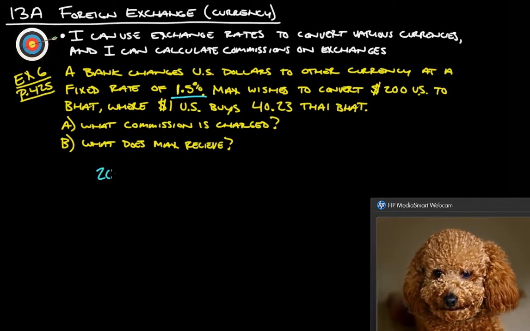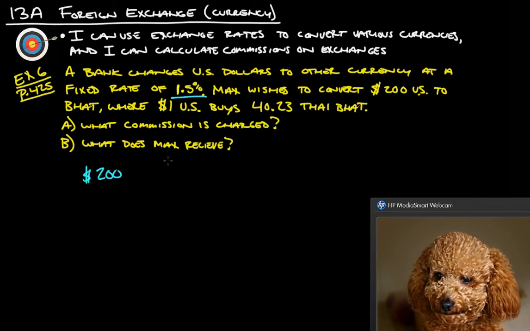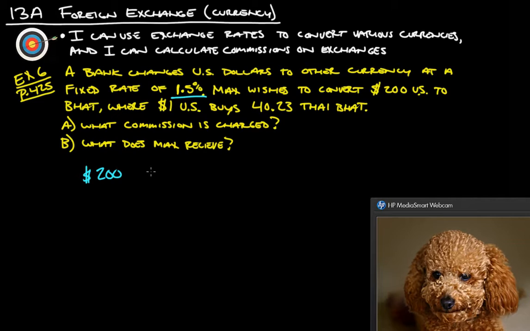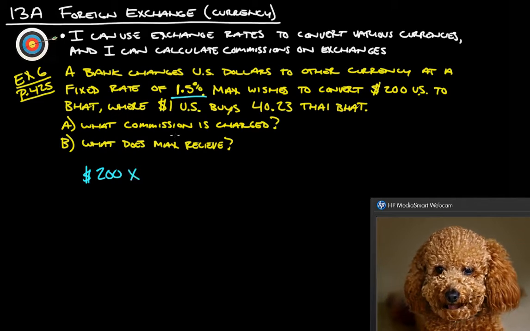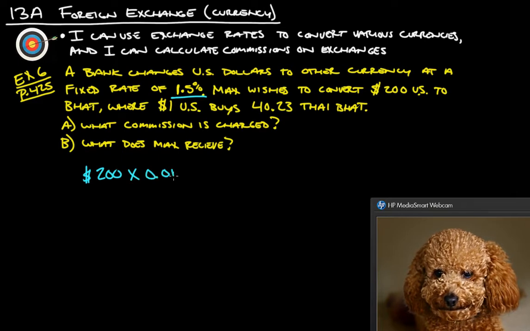So we'll take $200 and figure out the commission that's charged. We're multiplying that by 1.5%, which as a decimal is 0.015.